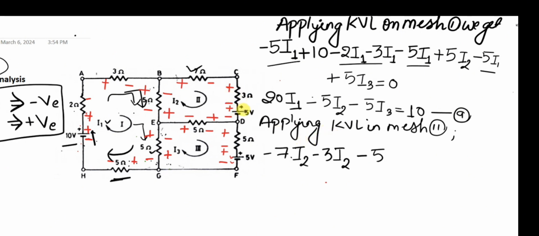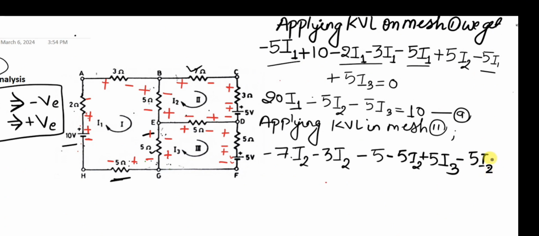After that, after 5 it's 5, again the same case comes. The current I2 flows from plus to minus, so we'll write minus 5 I2, but if you notice I3, it's going minus to plus, so plus 5 I3. Similarly, for the next 5 ohm, which is minus 5 I2 and then plus 5 I1, is equals to 0.